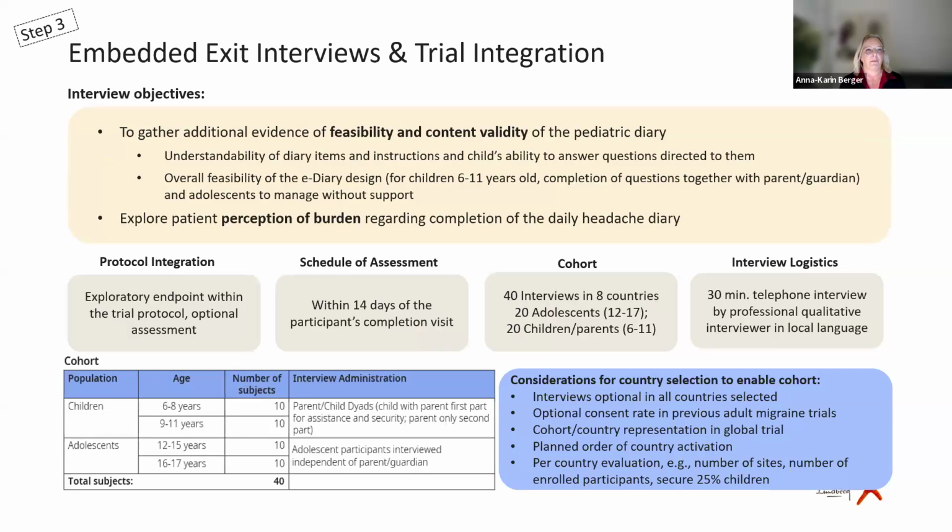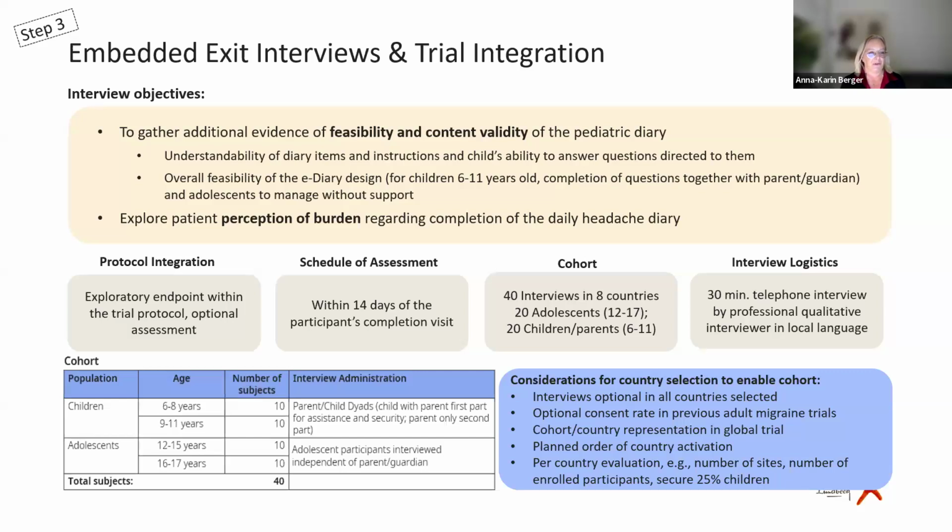So to describe the exit interviews and the trial integration, the interview objectives in this round of interviews are to gather additional evidence of feasibility and content validity in the pediatrics, and especially in the younger age bands. We are also aiming to explore patients' perception of burden regarding the daily completion of the diary, considering that we are dealing with children and adolescents.